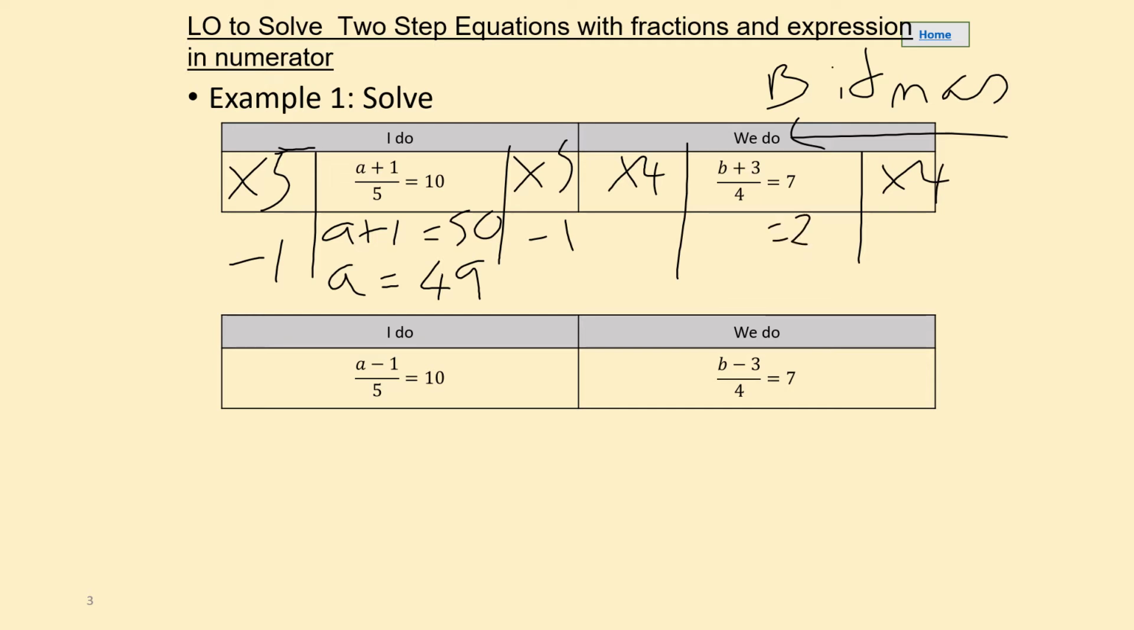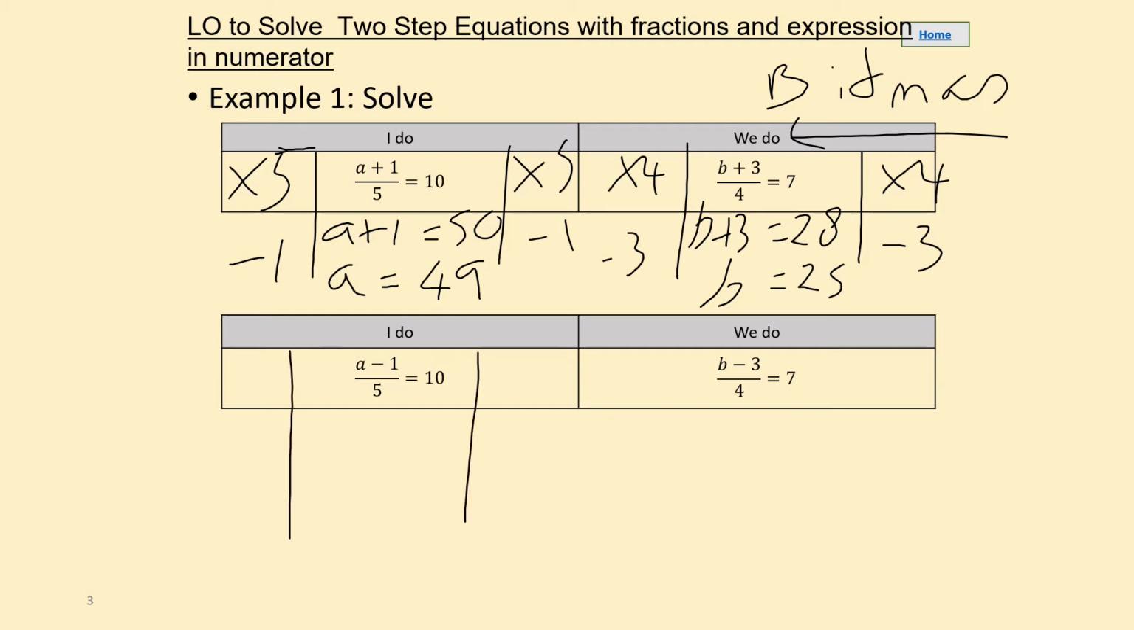7 times 4 is 28, and we've got b plus 3. We want b by itself, so the opposite of adding 3 is we subtract 3 from both sides. 28 subtract 3 is 25. So b equals 25. Let's have a go at this one.